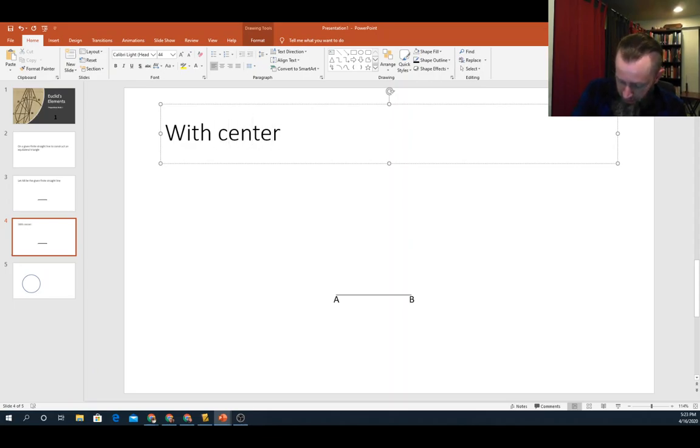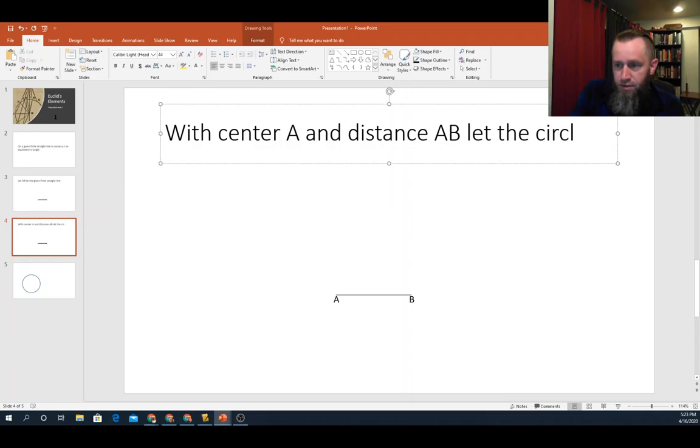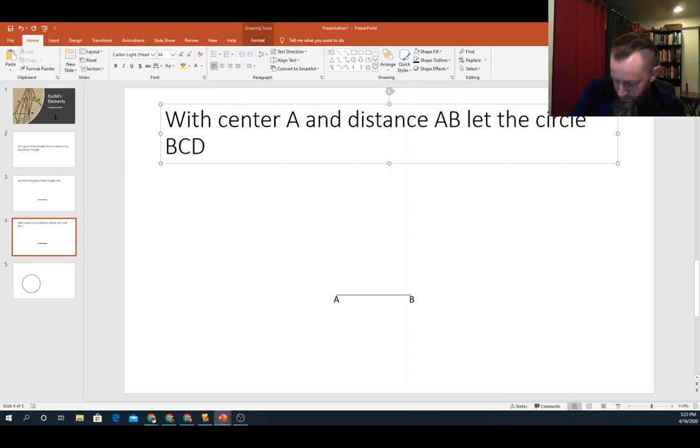center A and distance AB, let the circle BCD be described. Okay, so make a circle and we'll call it BCD with its center at A. All right, so that's straightforward.